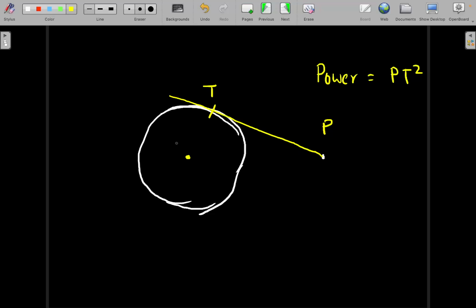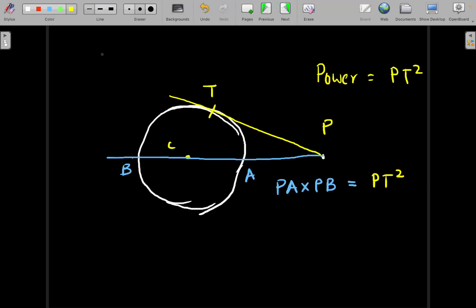We'll take a special point here, the center of the circle, and we shall join P to C and extend it so that in this case the points A, B will actually be the diameter of the circle. Now we already know the power of the point is equal to PA into PB, and now we shall prove that this is also equal to PT square by a simple Pythagoras theorem calculation. So let me do the construction.